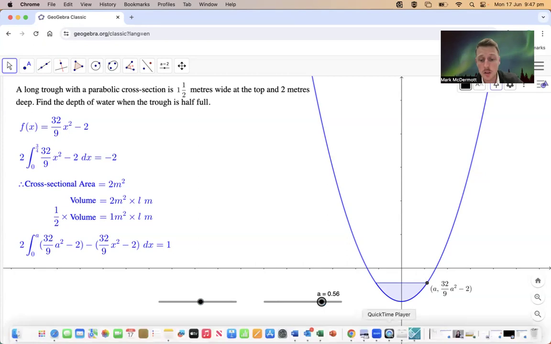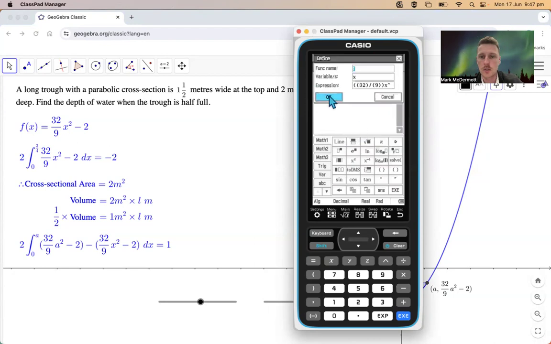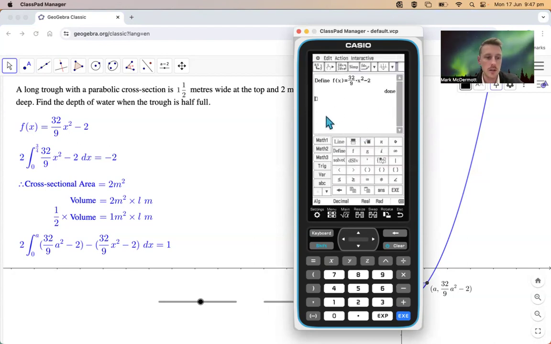Okay, and then this is where you need to get your calculator out. So if we clear all that, we need to first define our function. We probably could have done that a bit earlier on. So if we do 32 on 9, x squared minus 2, highlight that, define that as f of x. Okay, now we need to compute this monster and find out what a is. So hopefully you'll realize that this part here is just f of a. It's the function evaluated at a minus the function evaluated at x.